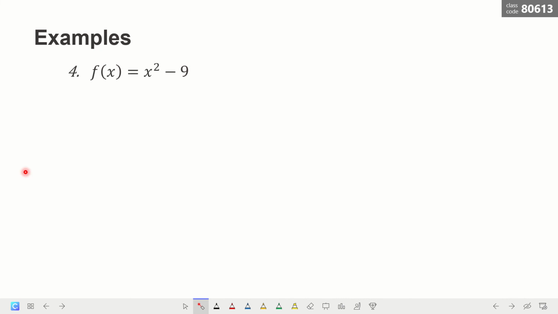So, how about this one? f of x is equal to x squared minus 9. This is a quadratic function, and we know that the graph of a quadratic function is a parabola. If we draw a horizontal line, it will not pass the test, so therefore this is not a 1-to-1 function.